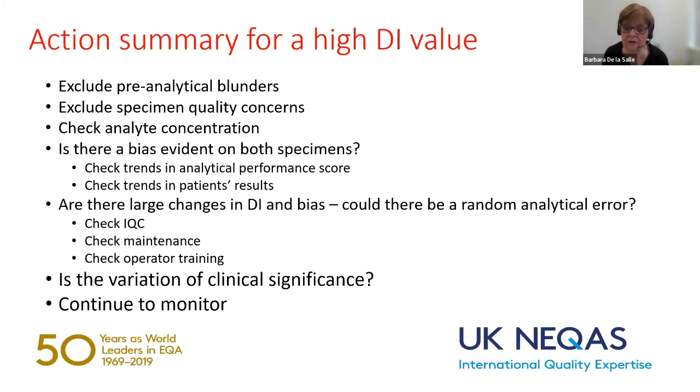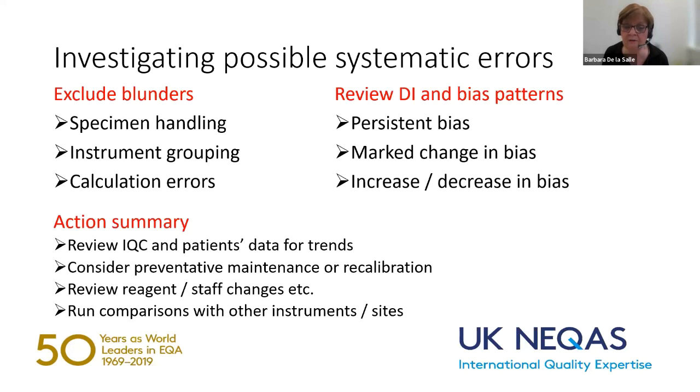Also, are there any large changes in the DI or the bias? Could you have a random analytical error, or are there any trends? So just look at all those items. For systematic errors, again, I keep coming back to this: exclude the blunders, take an action summary to review your IQC and your patient data for trends, consider whether you do need any PM or recalibration, review if there are any changes that could have impacted the data, and consider whether you need to run comparisons with other instruments or sites. And above all, review your deviation index for any bias patterns. If there is a persistent bias or a marked change in bias, a bit like looking at Westgard rules, an increase or decrease in bias, you may have a systematic error.